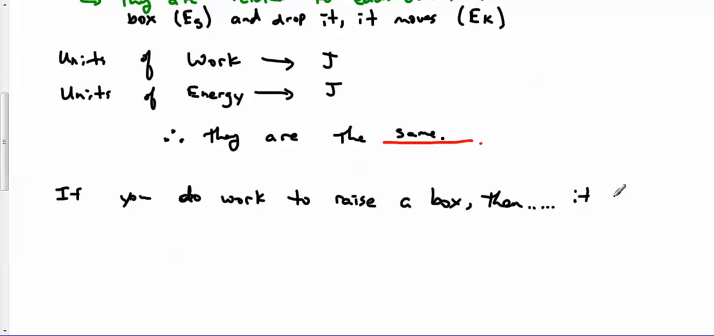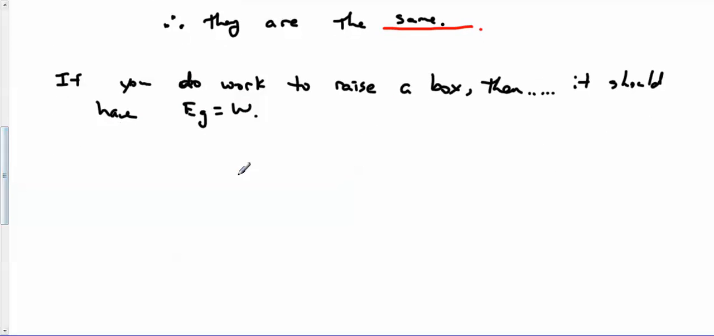So it should have EG equal to the amount of work that you just did. It's not going to have more, for sure not more. It might have a little less with friction or something like that. Not in the case that I just talked about picking up a box, there's no friction, but it should have EG equal to W if I'm looking at a frictionless environment.